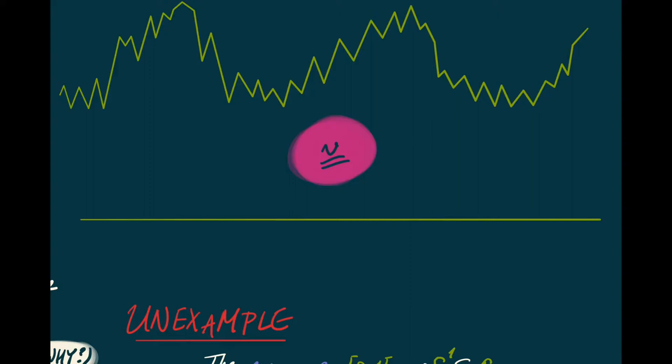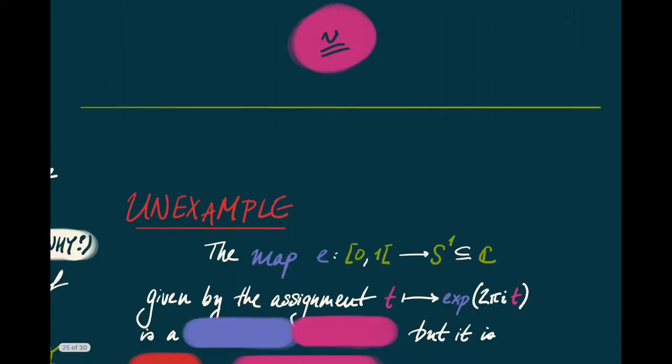Topologists don't see how jagged that drawing on the top is. A topologist says, that's a line. It's a squiggly line, but it's a line just as well. We'll see a lot more of these examples, but let's see a non-example.